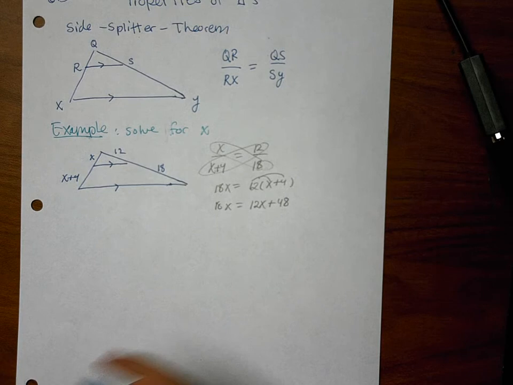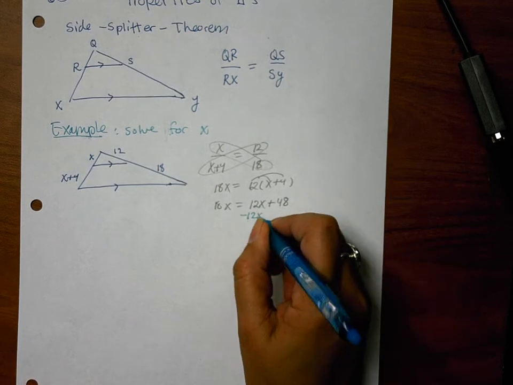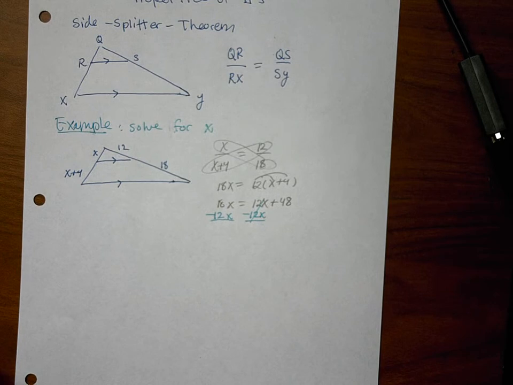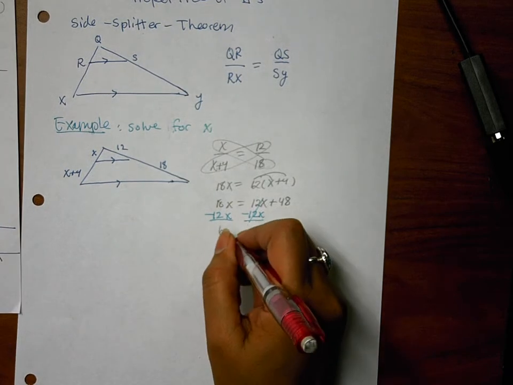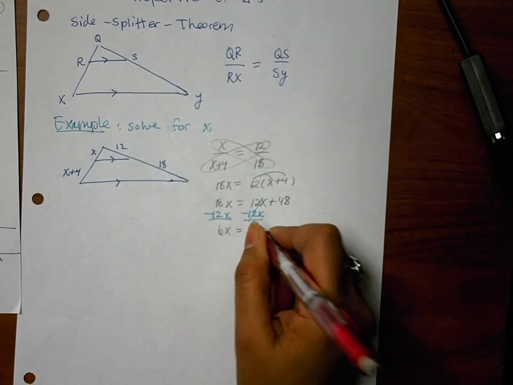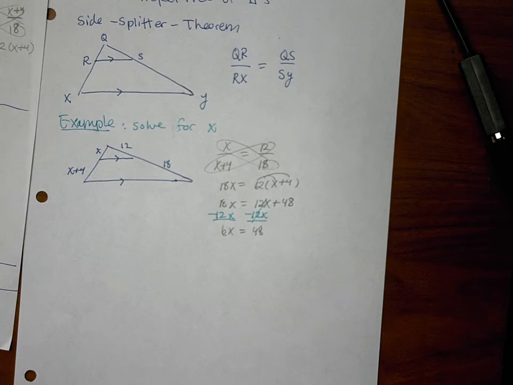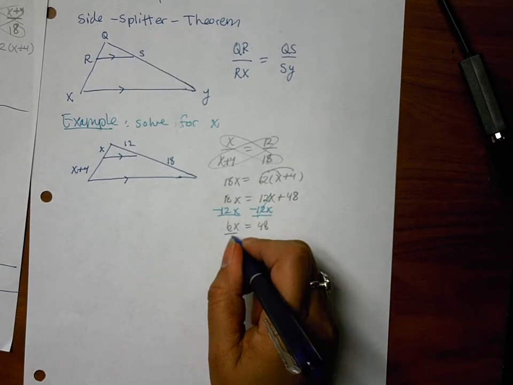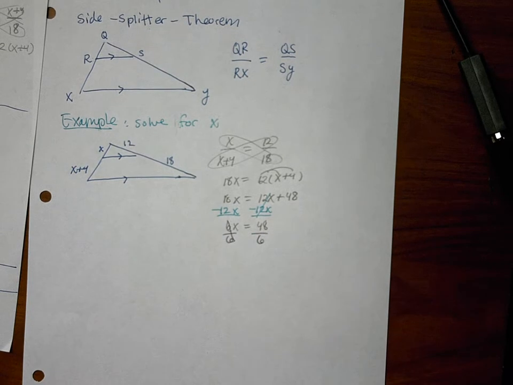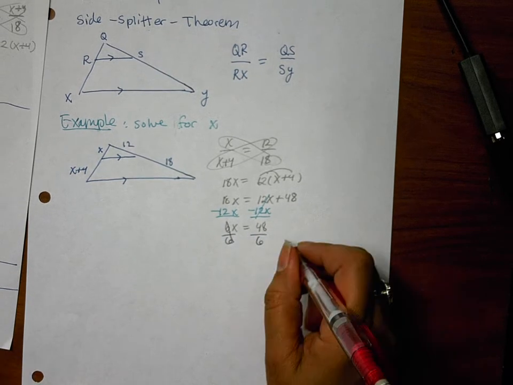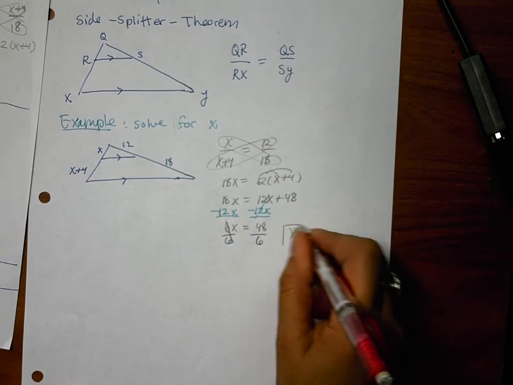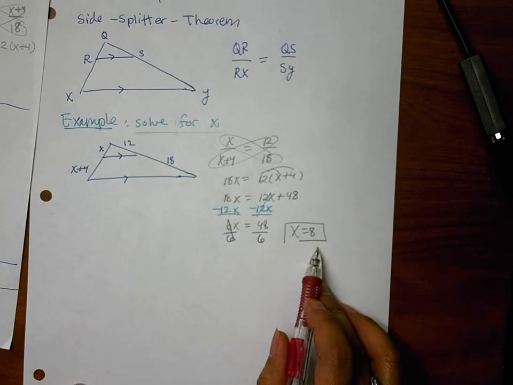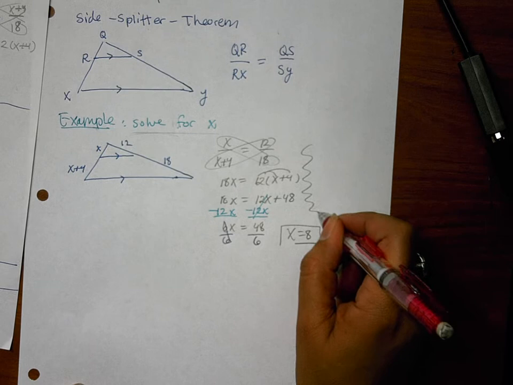And now you are ready to solve. Subtract the 12X. 18 take away 12 is 6. 6X equals 48. Then you go and divide both sides by 6. And X equals 8. Sometimes they'll ask you for side lengths. You'll have to plug it back in, but this one just asked for X, so we are done.